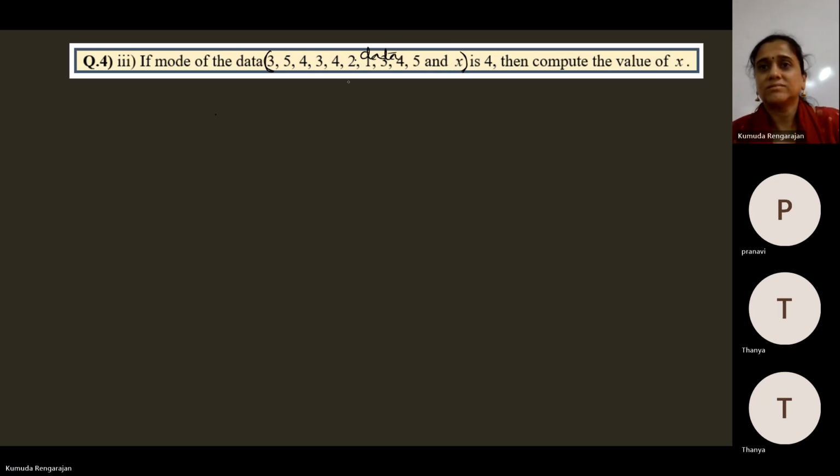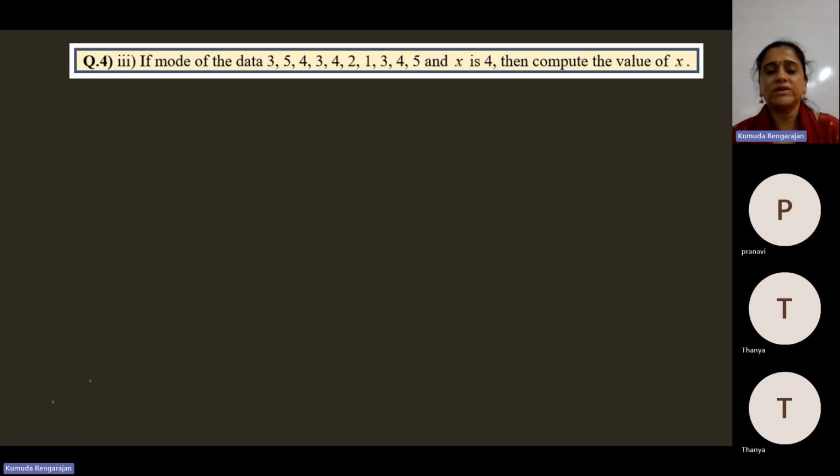There is a question, understood? If the mode of the data is 4, don't read the bracket. If the mode of the data is 4, so the mode is 4. What should be the value of x?